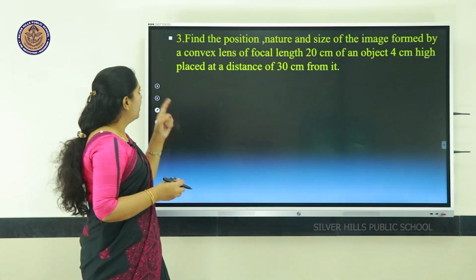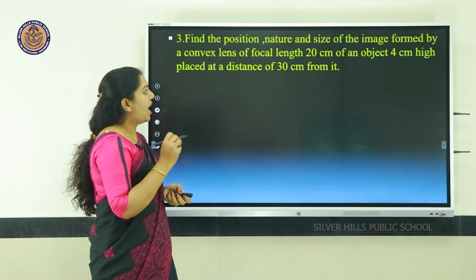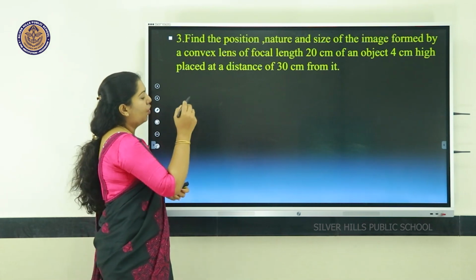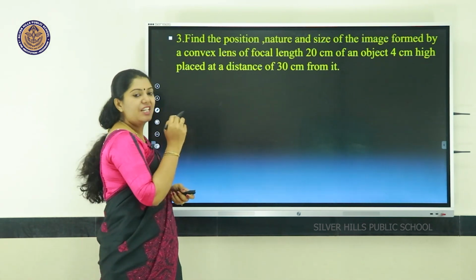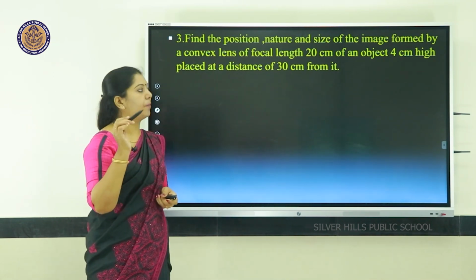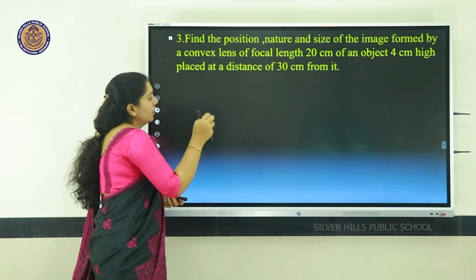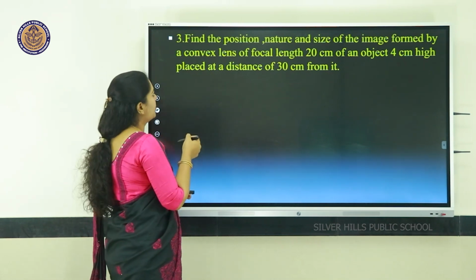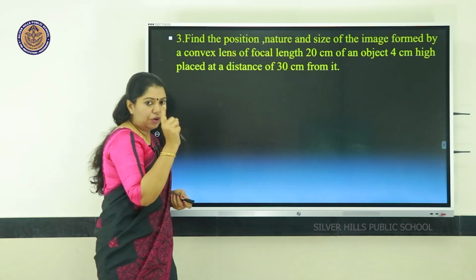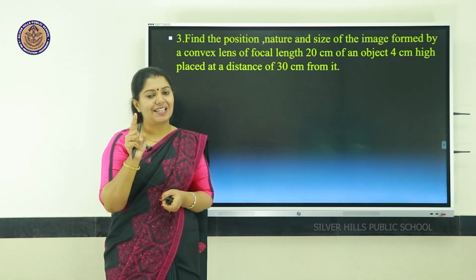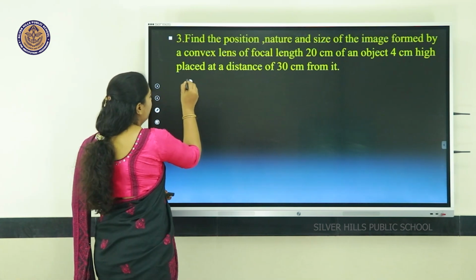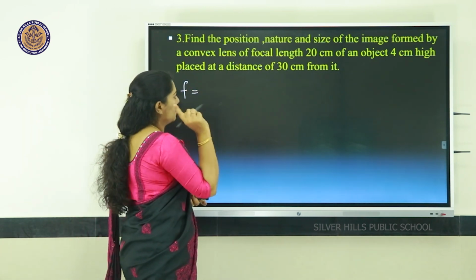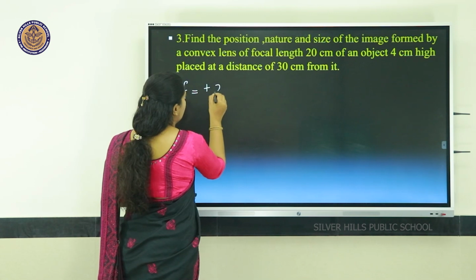Okay. Third question, find the position, nature and size of the image formed by a convex lens of focal length 20 centimeter of an object 4 centimeter height placed at a distance of 30 centimeter from it. First of all, read your question 2 or 3 times. Then write down all the things given in the question. It is a convex lens. So, you know the focal length of a convex lens is positive, so we can write f is equal to plus 20 centimeter.